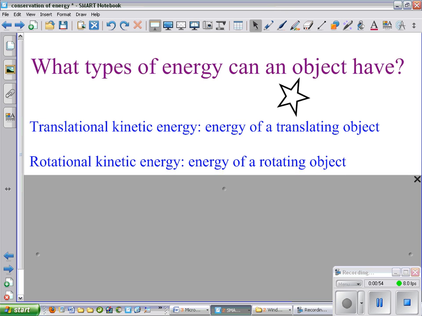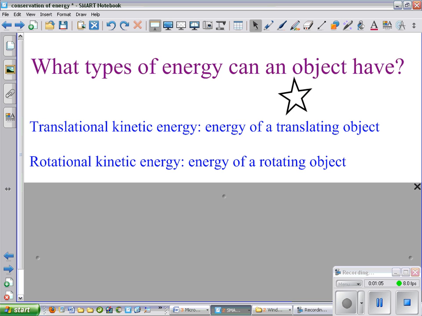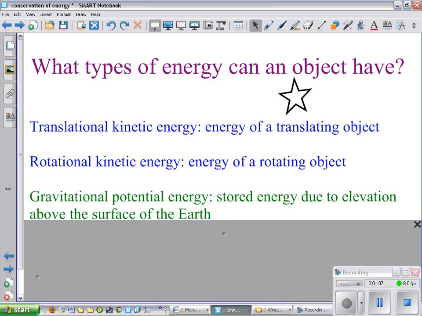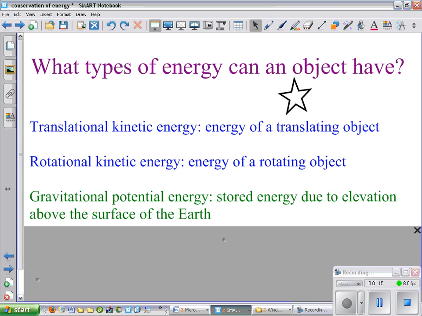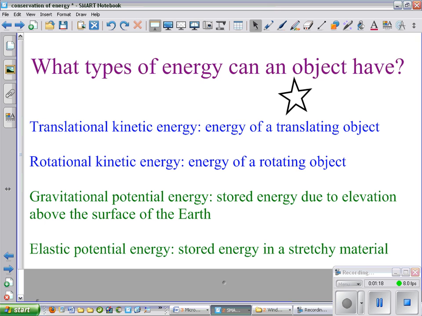We can also have rotational kinetic energy, which means how fast it's spinning, and we will not be calculating for rotating, but it is something that can be done in more advanced classes. Gravitational potential energy, which is due to elevation above the surface of the Earth, so how strongly it's pulled back to the surface of the Earth by the force of gravity. Or elastic potential energy if you have something stretchy, like a rubber band or a spring.